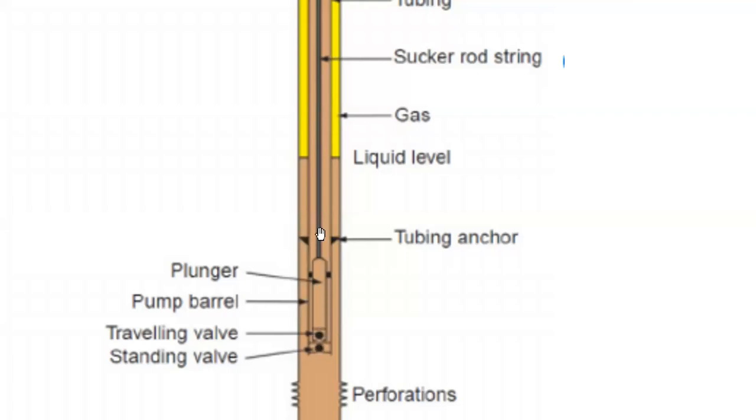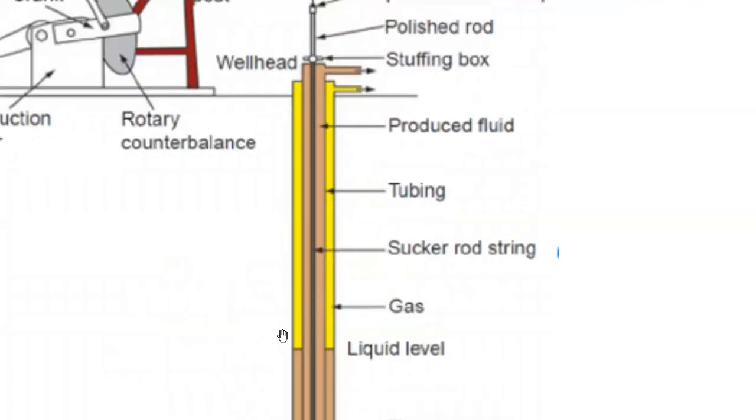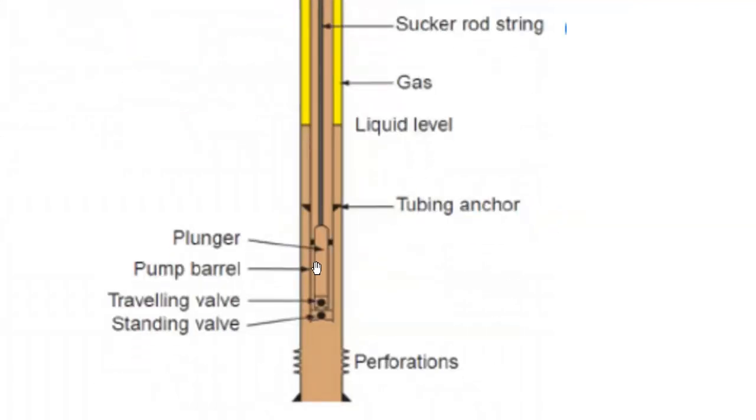On the upstroke, the plunger will start displacing the fluids up the tubing to the surface. So in the upstroke, the standing valve will open, allowing more fluid to enter the barrel, and the plunger and its traveling valve will close and move the fluids up, and so on. Down and upward strokes, a simple reciprocating or positive displacement pump theory.